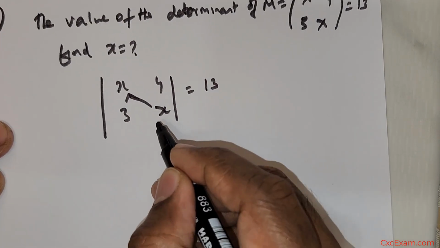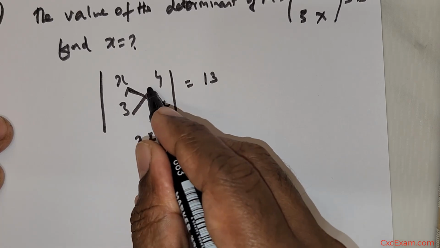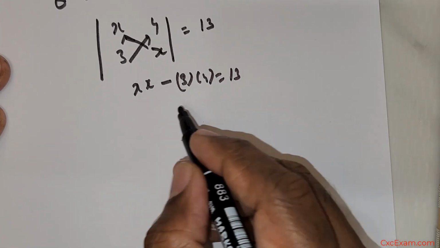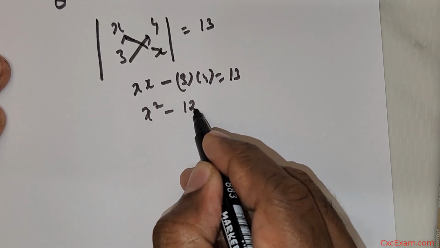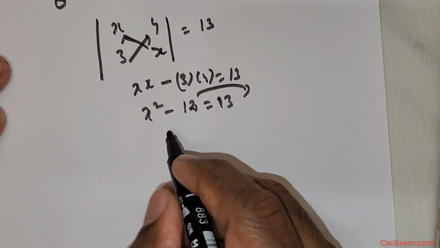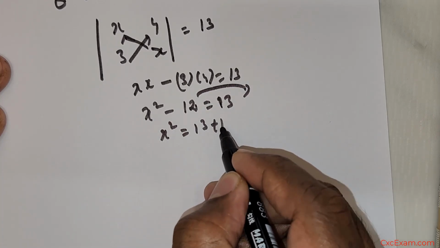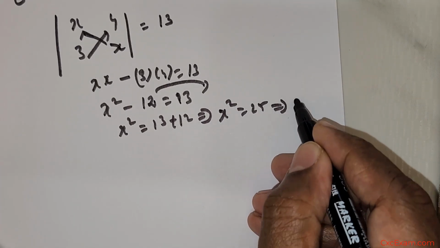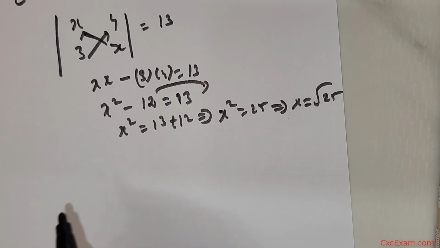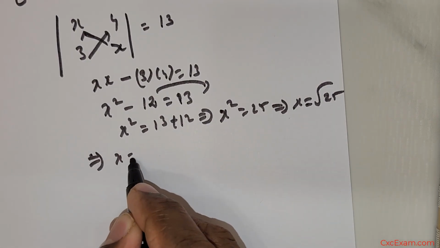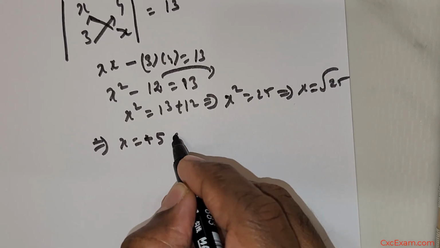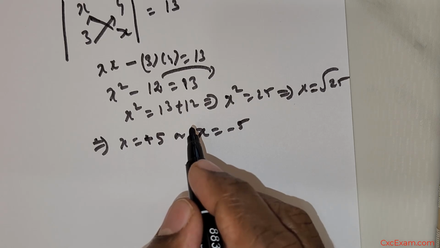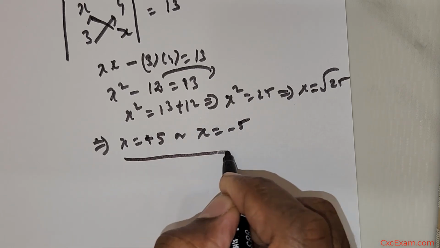Now you cross multiply x into x. When you go this side, you take a negative sign. That's going to be 3 times 4 is equal to 13. So you have x squared negative 3 times 4 is 12 is equal to 13. You move this to the other side, you get 13 positive 12, which means x squared is equal to 25, which means x is equal to root of 25. So this means x is equal to plus 5 or x is equal to minus 5. So this is what you have got. Okay, so that's the first solution.